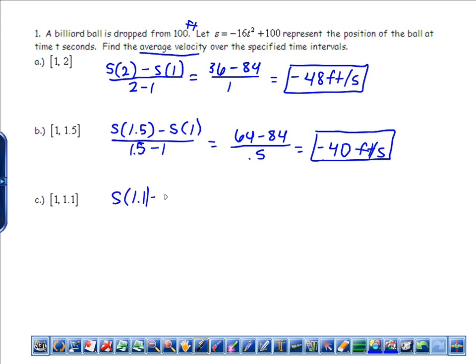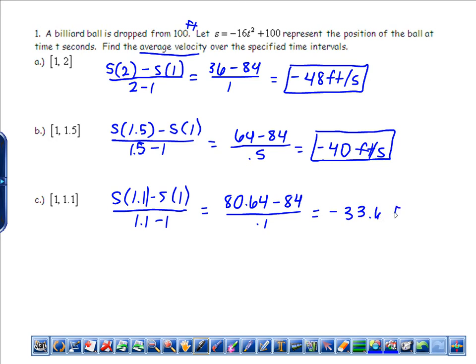Same thing, we just have different numbers: s of 1.1 minus s of 1 all over 1.1 minus 1, and that is going to give us 80.64 minus 84. If you have questions about how I'm getting these numbers, please ask me tomorrow in class, over 0.1, and that gives us negative 33.6 feet per second. And again, that number decreased.